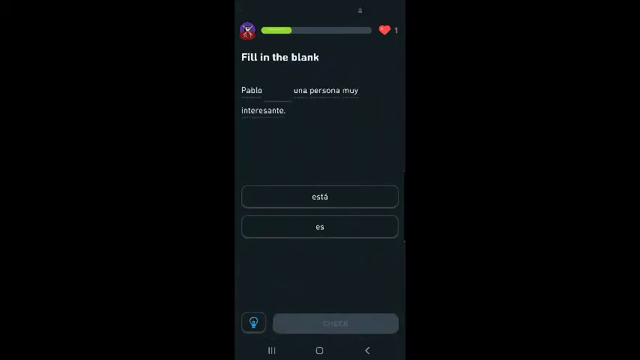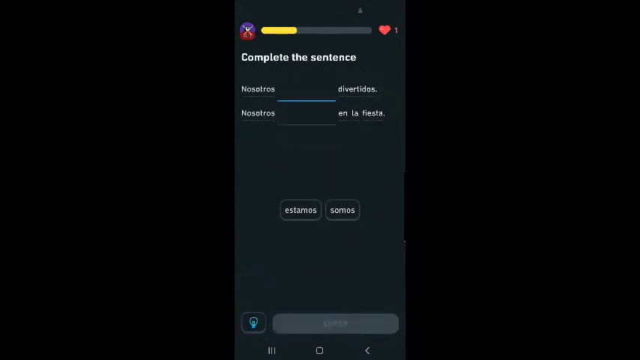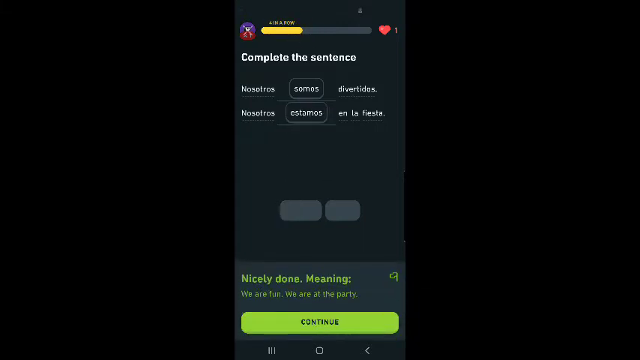Pablo blank una persona muy interesante. Pablo es. Pablo es una persona muy interesante. Nosotros, blank, divertidos. Nosotros, blank, en la fiesta. I'm going to say, nosotros somos divertidos. Somos. And nosotros estamos en la fiesta. Estamos. Yay, four in a row.